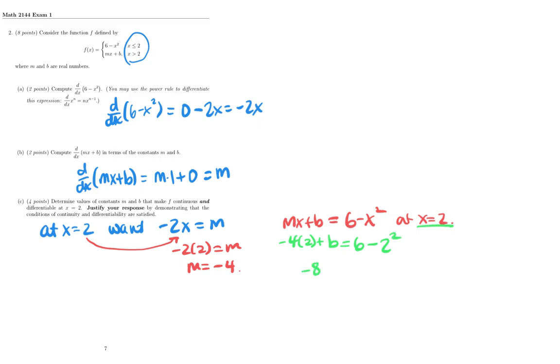So I'll have negative 8 plus b is equal to 6 minus 4, so that'll be 2. And so I'll get b is equal to 2 plus 8, which is 10. So mx plus b needs to equal, the m is negative 4, so negative 4x plus 10. So that's our answer.